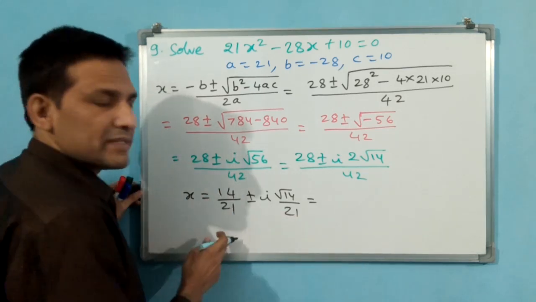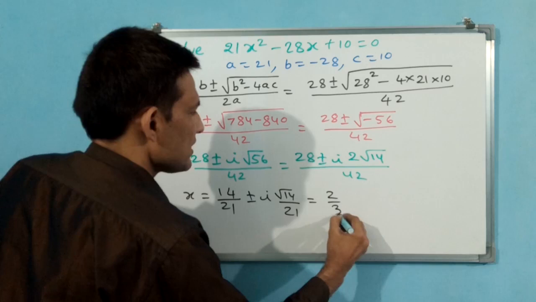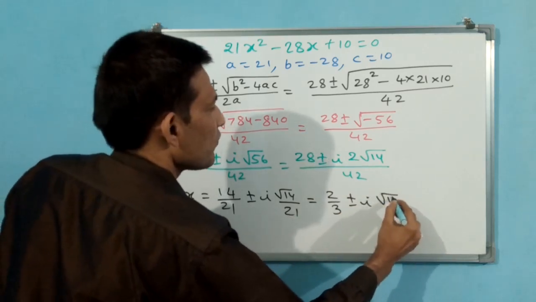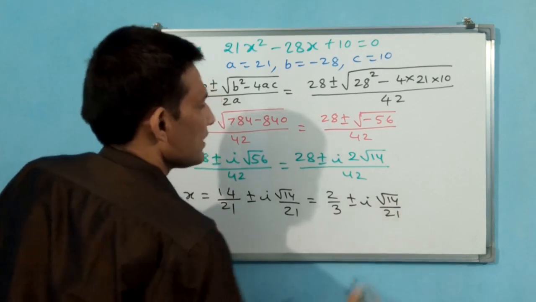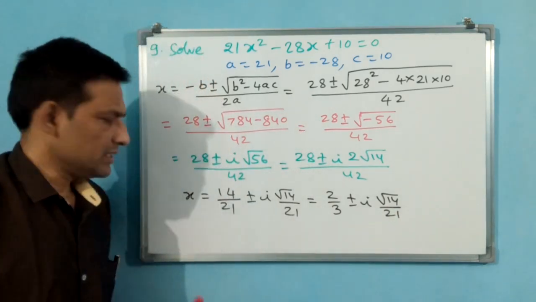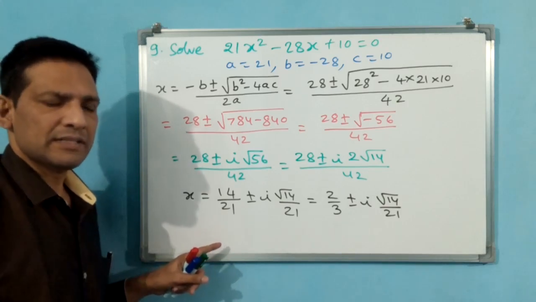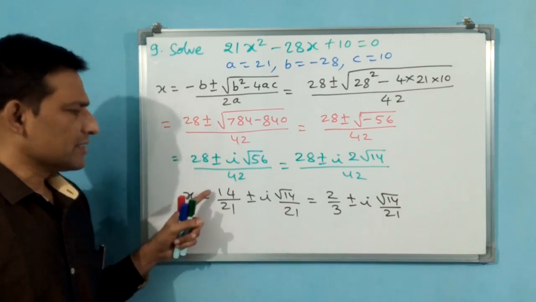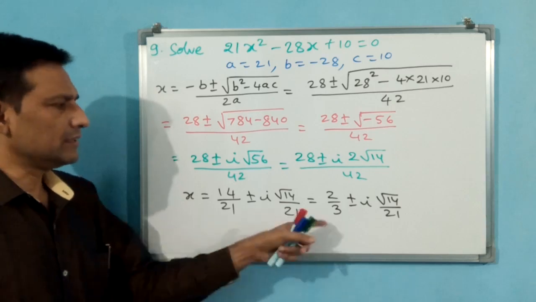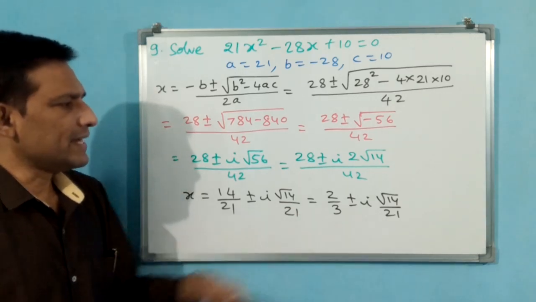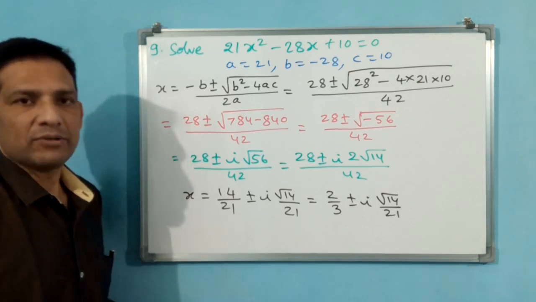Now 7 2s, 7 3s. 2 by 3 plus or minus I root 14 by 21. See, NCERT kept the answer like this only. You also should keep it. That is not logic. Why? Because 7 twos to 7 threes. That's all. Now this will be your final answer for the ninth question.